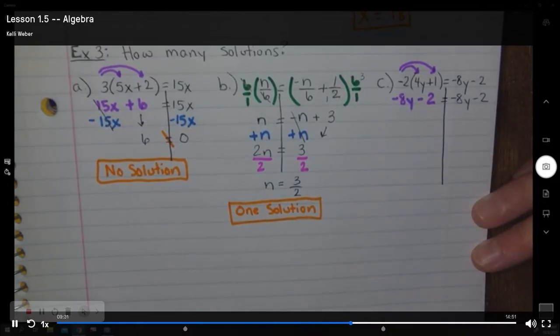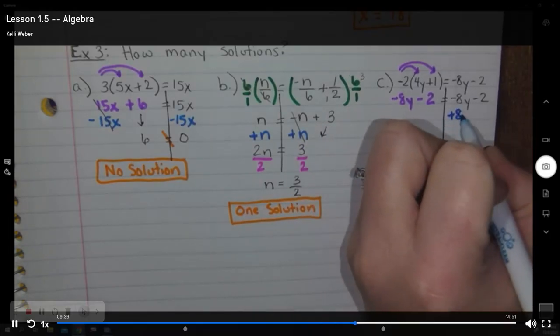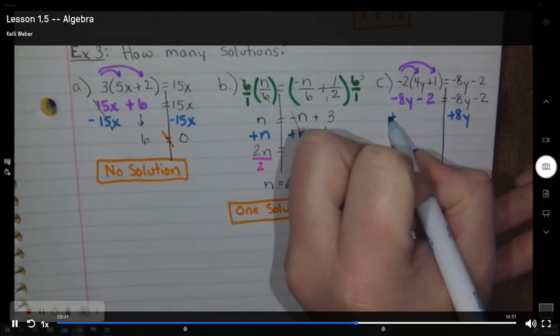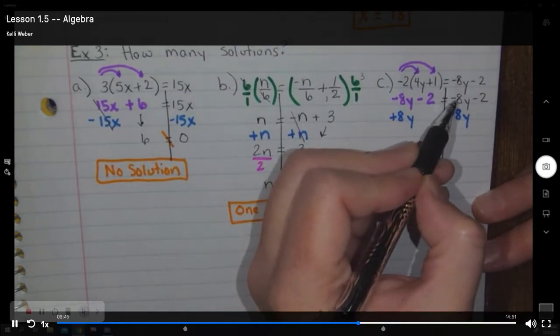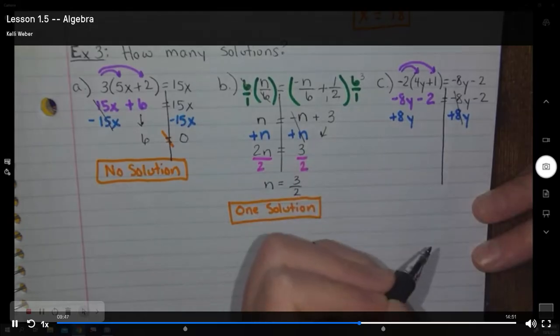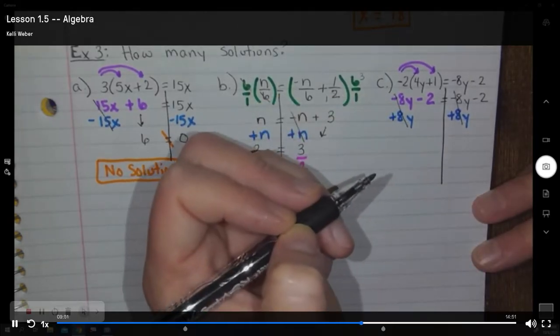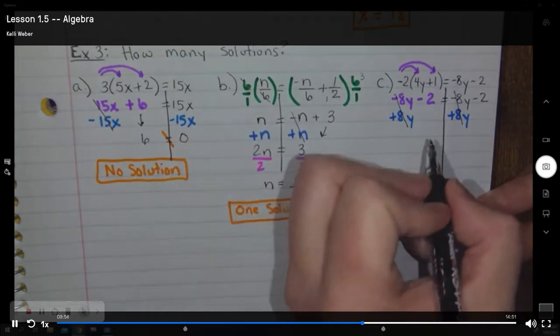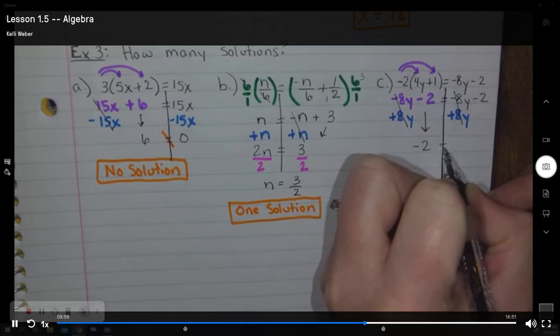All right, so I've got to get my variables to the same side. I'm going to move my minus 8y from the right side, so I'm going to add 8y to both sides. If we look at this, negative 8y plus 8y is 0. Negative 8y plus 8y, also 0. So what I'm left with at the moment, if I bring everything down that's left, is negative 2 equals negative 2.